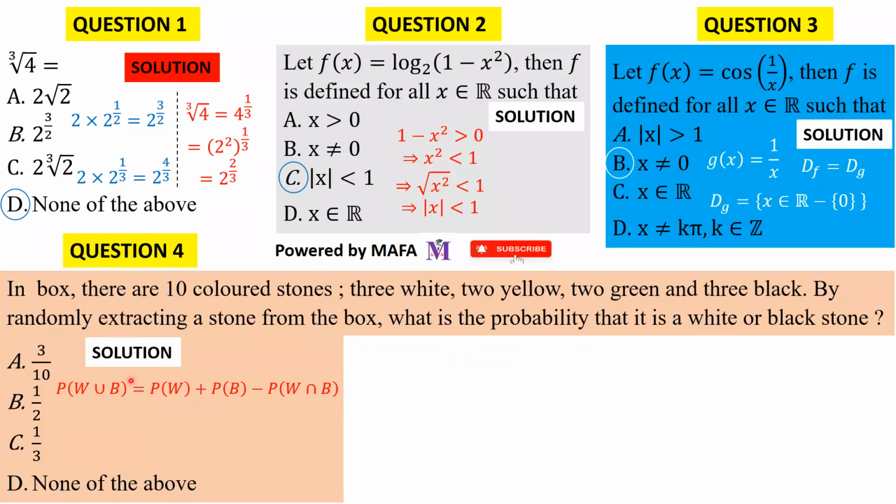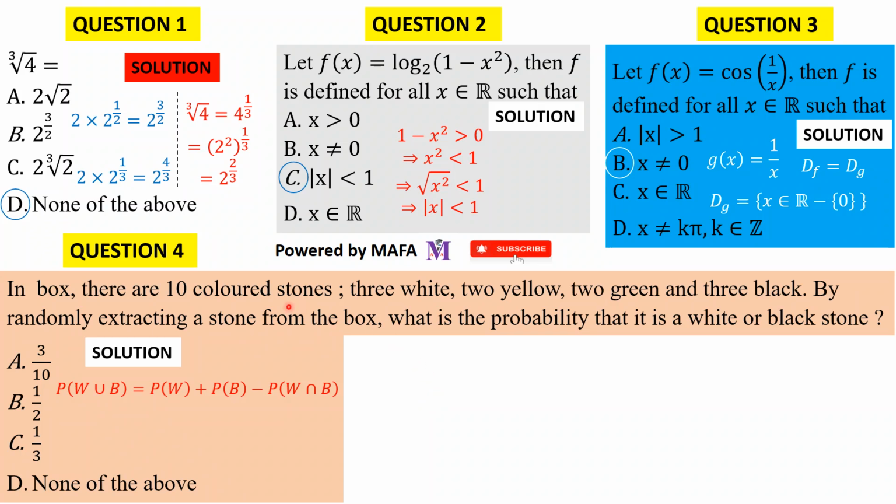So the probability of white or black, meaning the probability of white union black, is equal to the probability of white plus the probability of black minus the probability of white and black. But these events are mutually exclusive, meaning that there is no intersection between the 2 events. So it means that when you extract a ball from the box, it is not possible for the stone to be white and black at the same time.